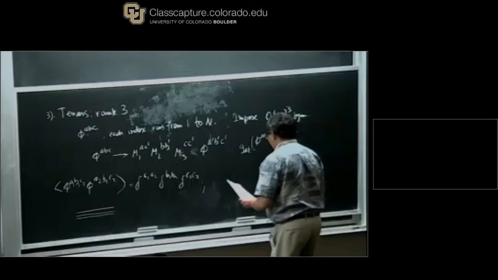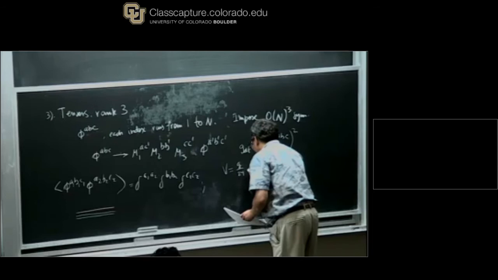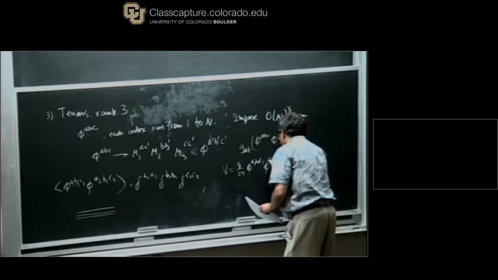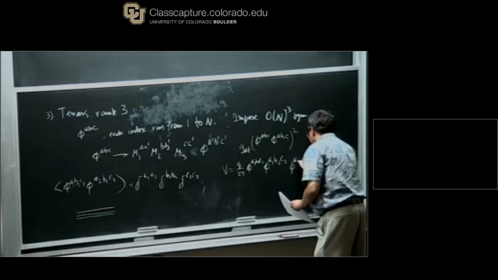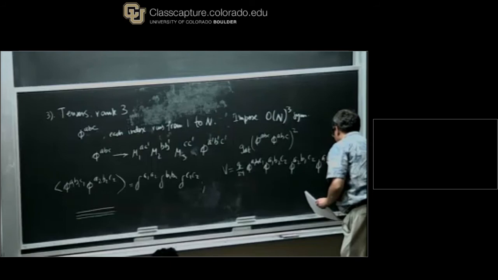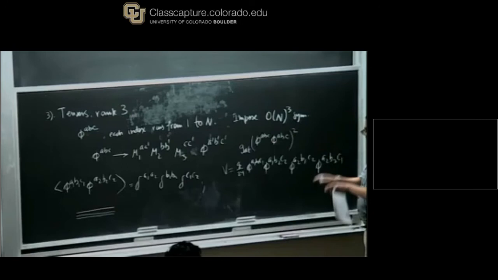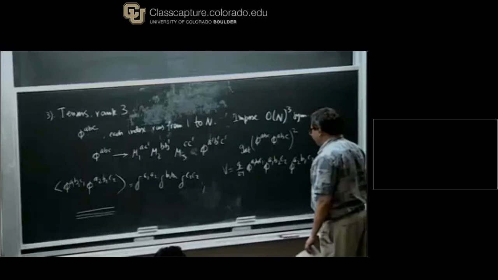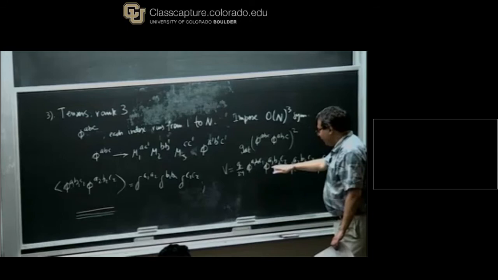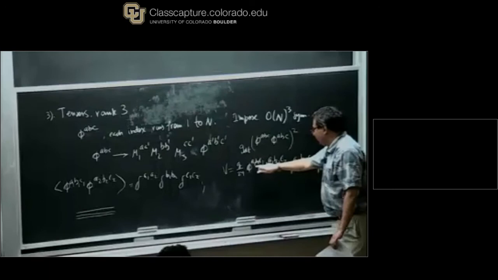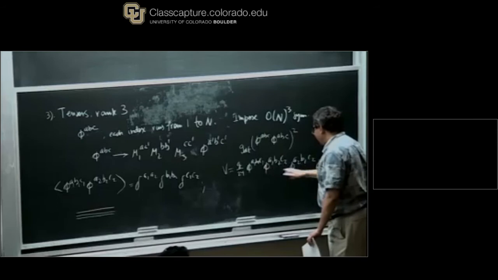V is G over 24, phi A1, B1, C1, phi A1, B2, C2, phi A2, B1, C2, phi A2, B2, C1. And we call it the tetrahedron vertex because it actually looks like a tetrahedron projected onto a plane. A special thing about this vertex is that every two phis have exactly one index in common. For example, these two have A1 in common. These two have B1 in common. These two have C1 in common, and so on. So it's a special property.